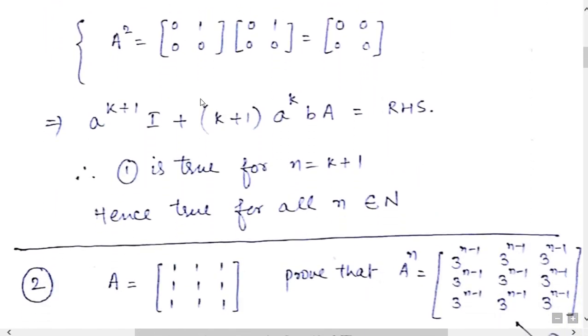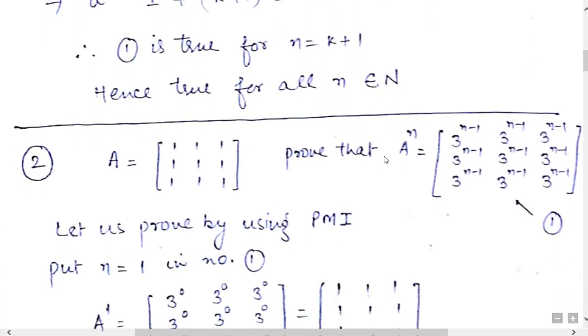This value is clearly equal to the right hand side. It means the statement is true for n equal to k plus 1. Hence, true for all n belongs to natural numbers.